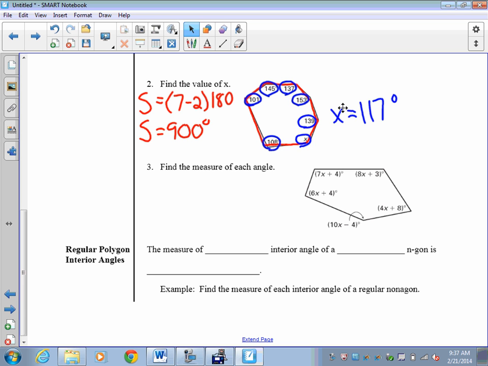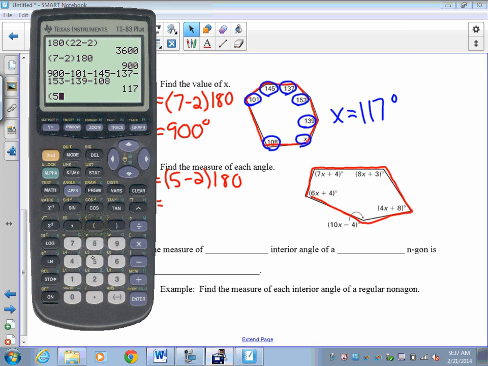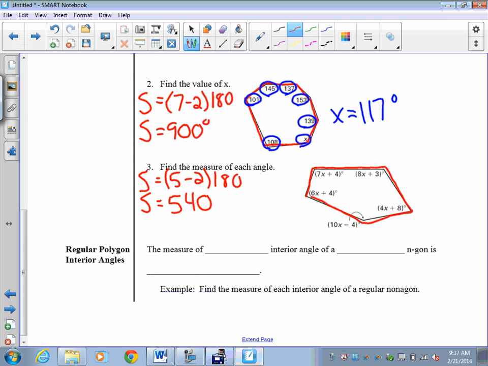For number 3, it's a little trickier because I can't do that same shorthand, but it's not too bad either. I see that I have a pentagon, so that means S is going to be equal to 5 minus 2 times 180. So I see that's 540 degrees. So I know whenever I add all of these up, they're going to be equal to 540.